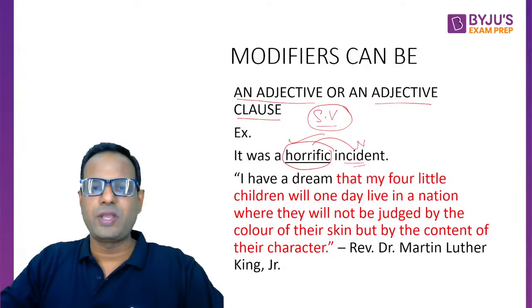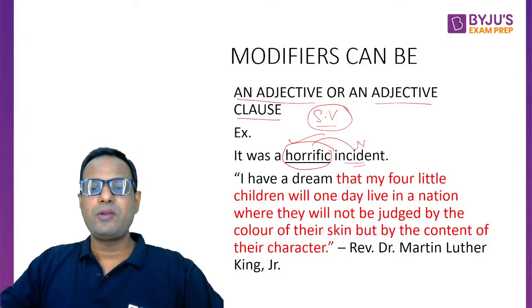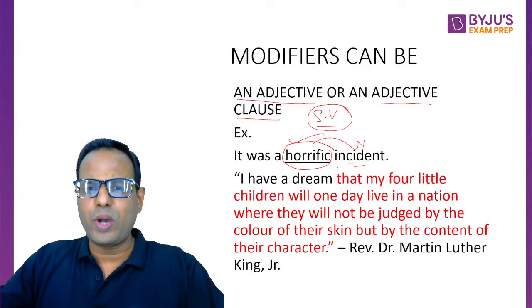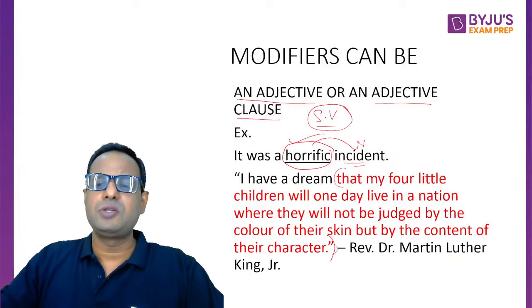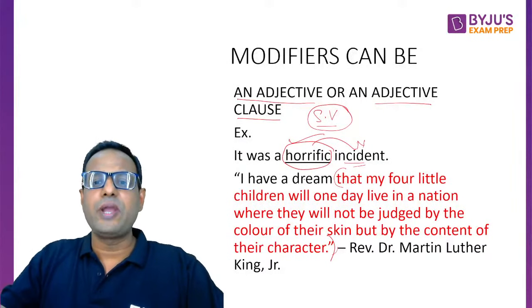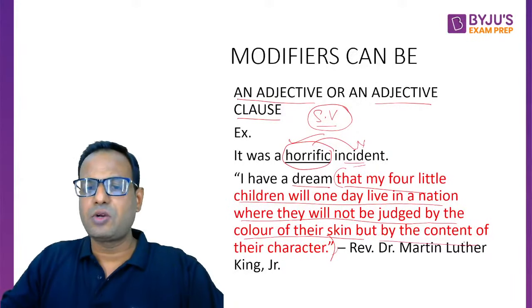All right. Look at the second sentence. It is fairly a long one. It says, I have a dream that my 4 little children will one day live in a nation where they will not be judged by the color of their skin, but by the content of their character. It's quite a long clause. A famous quote by Dr. Martin Luther King, Jr. But what does this clause refer to? It refers to dream. What kind of dream? This clause in red, that my 4 little children will one day live in a nation where they will not be judged by the color of their skin, but by the content of their character.